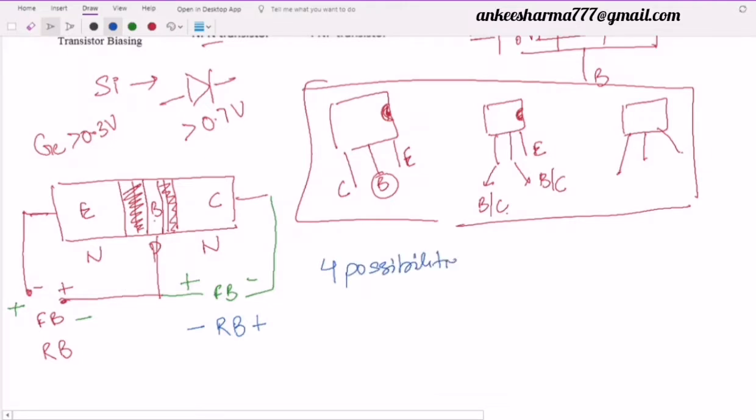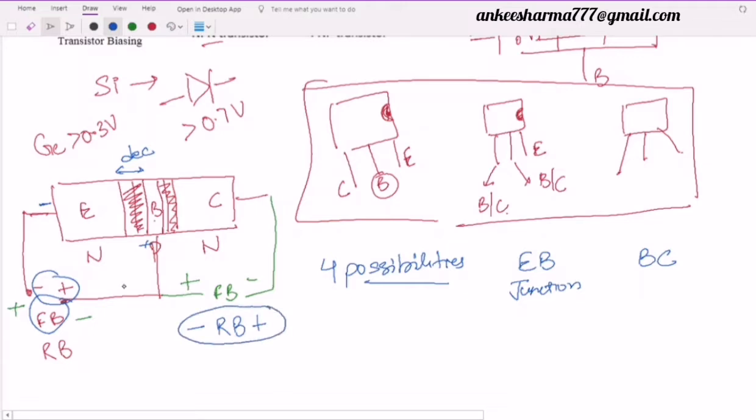If I write here the emitter-base junction and the base-collector junction, why am I writing the emitter-base junction? Because whenever I apply a biasing here, for example forward biasing, what is going to happen? Just recall the things we have studied in the diode. Whenever we have forward biasing, what happens to this width? This width decreases.